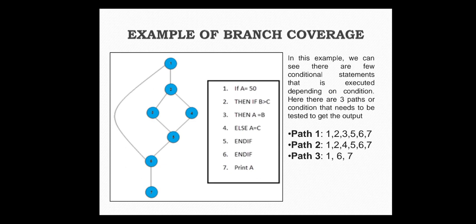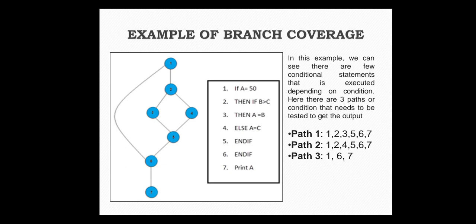This is the code. The first step is: if a is equal to 50 and it is true, then check if b is greater than c. If b is greater than c, then go to the third step, which is a is equal to b. If b is not greater than c, then go to the fourth step, that is a is equal to c. After that you come to the fifth step, that is end if. Then the sixth step is end if, and the last one is print a.